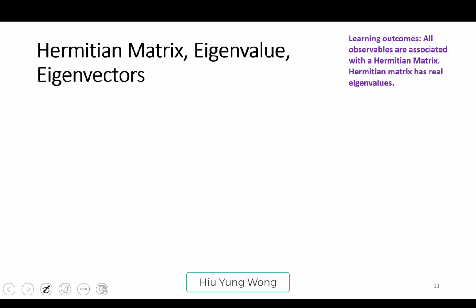First, let me introduce that there's something called the adjoint matrix. So what is this? If A is a matrix, then A dagger, which is equal to A transpose followed by complex conjugate, is the adjoint matrix of A. So for any matrix, you take the transpose and then you take the complex conjugate. Then that is the adjoint matrix of A.